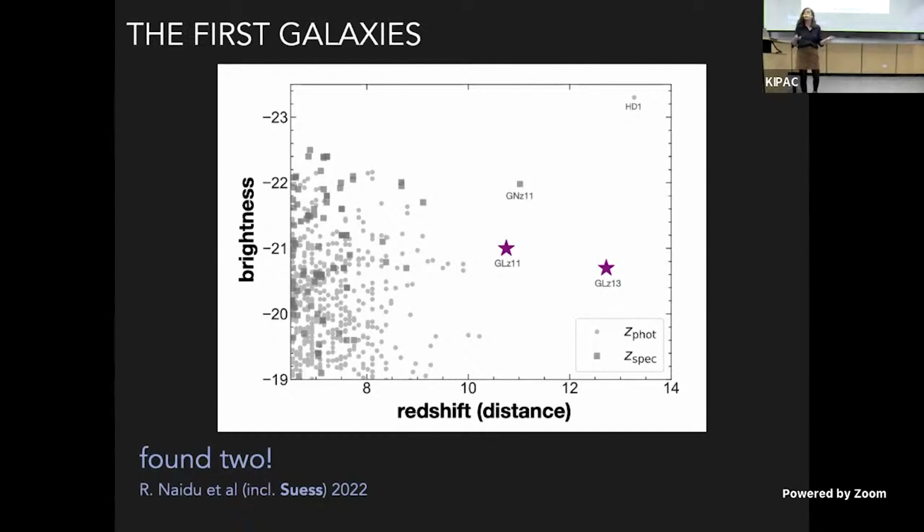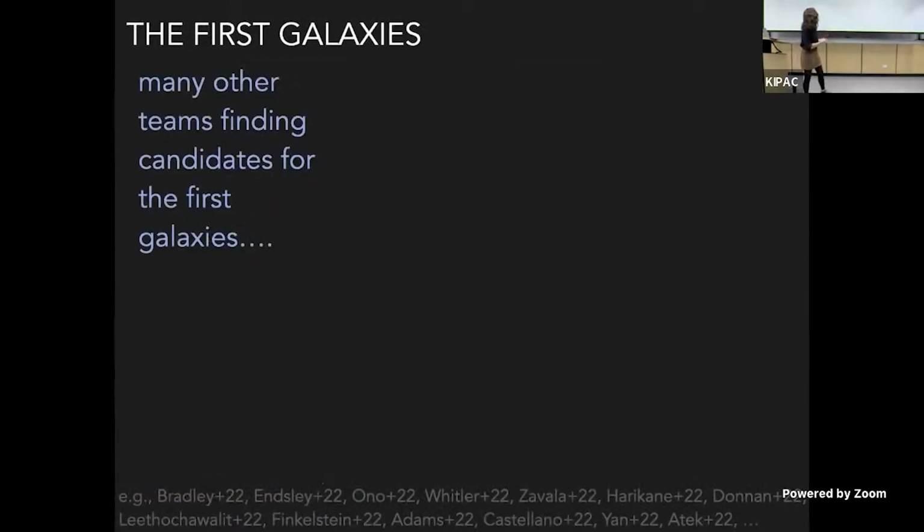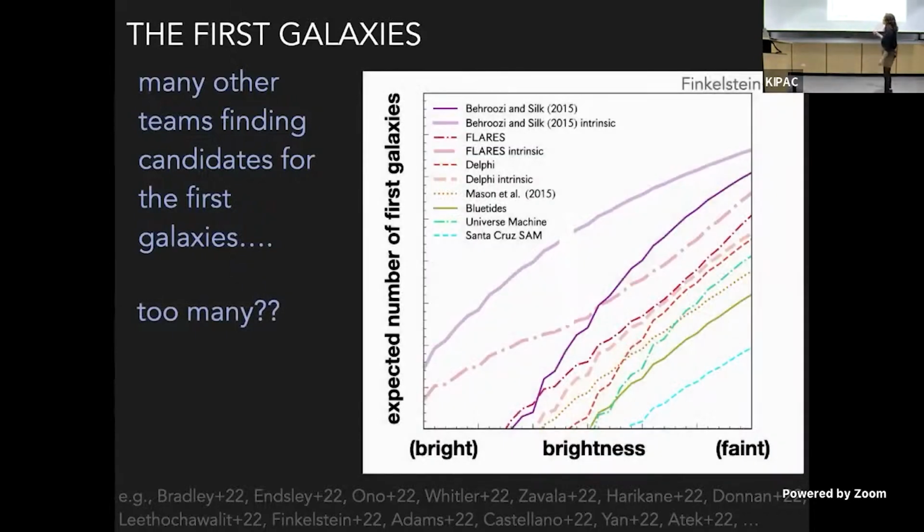And then as soon as we got these first images from JWST, we started looking for candidates for these very first galaxies. My colleague and I found these two galaxies that are candidates for some of the very first galaxies that we've ever seen. And then other teams also started finding candidates for the very first galaxies. These are some of the many references at the bottom, of all the papers people have already written on the first galaxies with JWST. And then the question is, are we finding too many?